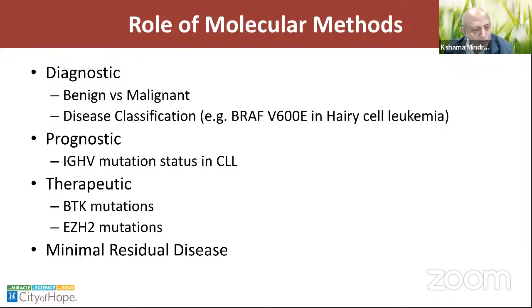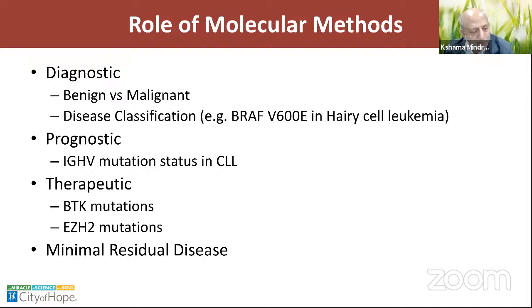It is used for prognostication. IGHV mutation status in CLL correlates with outcome. It's also used for therapeutic reasons, which is mostly rare, but there are some clinical trials where the patient needs to have a certain mutation to be enrolled in a trial. For example, EZH2 inhibitors in follicular lymphoma. BTK mutations in the age of BTK inhibitors, ibrutinib and others.